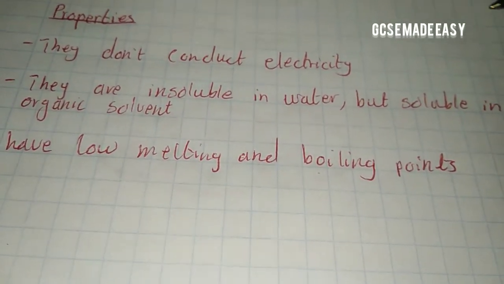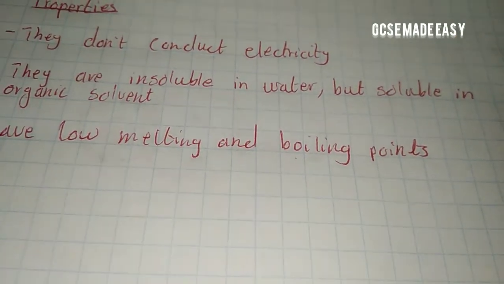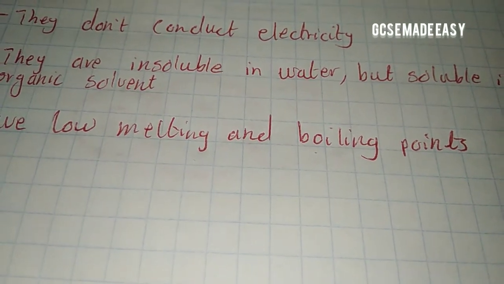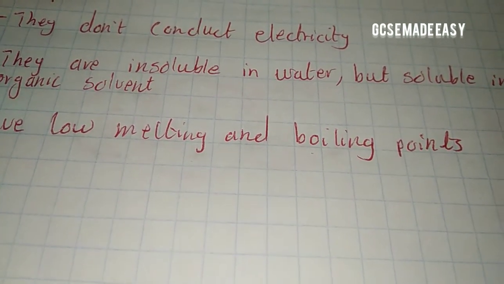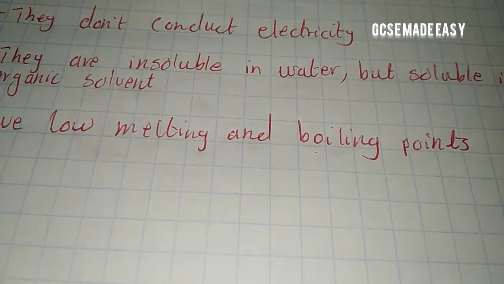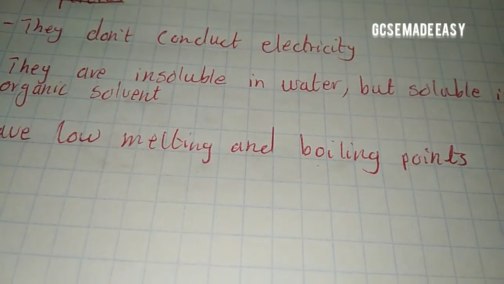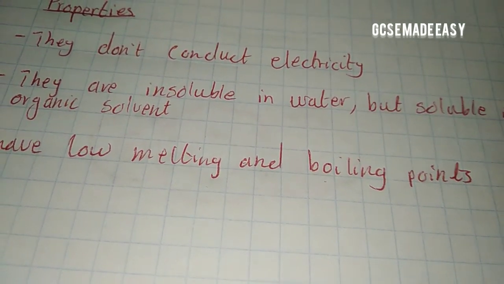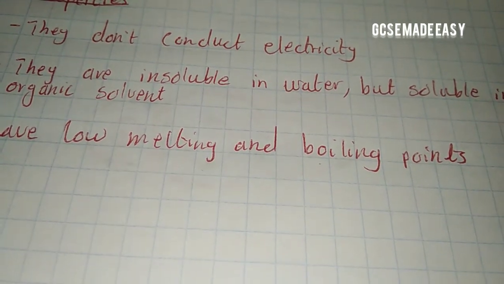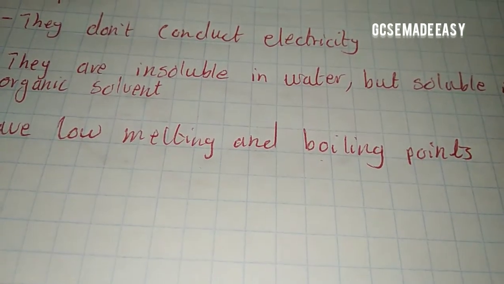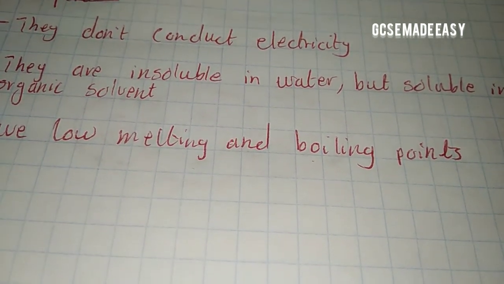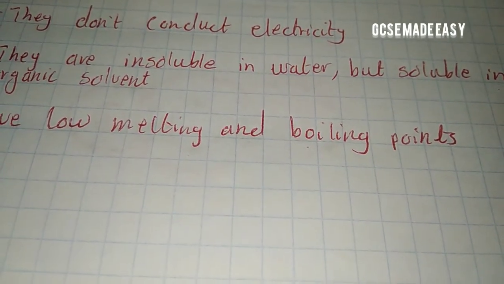Then the second one is that they are insoluble in water, but soluble in organic solvents. Organic solvents, we can talk of ethanol, petrol, oil, paraffin. Those are what we call organic solvents. So covalent compounds are not soluble in water, but rather they are soluble in organic solvents.